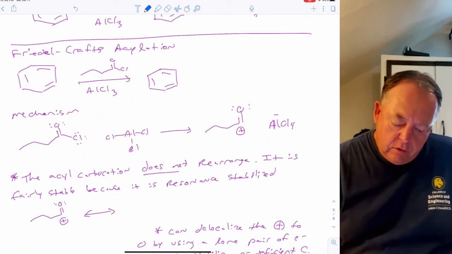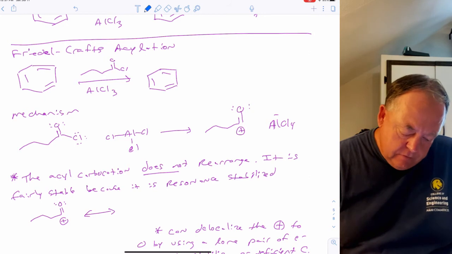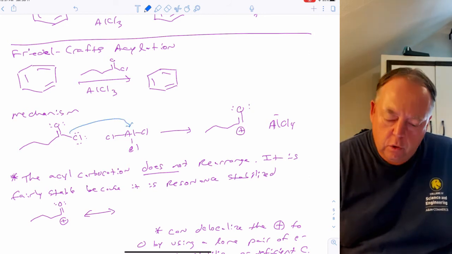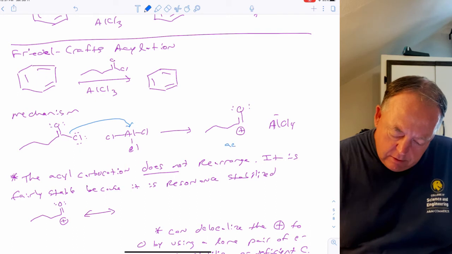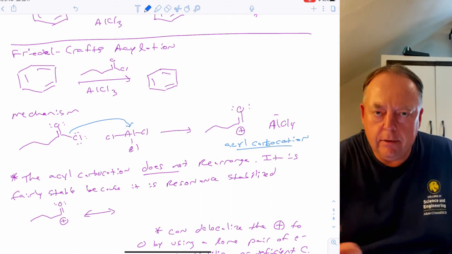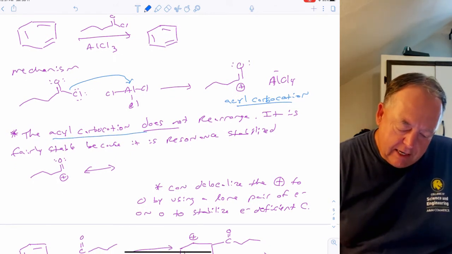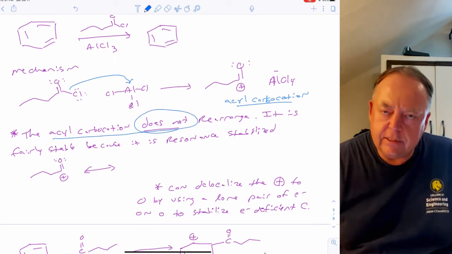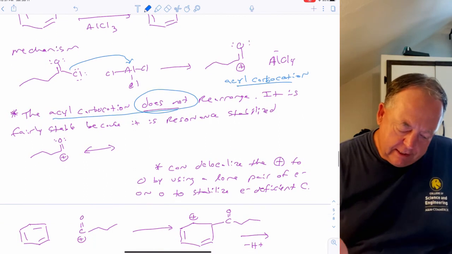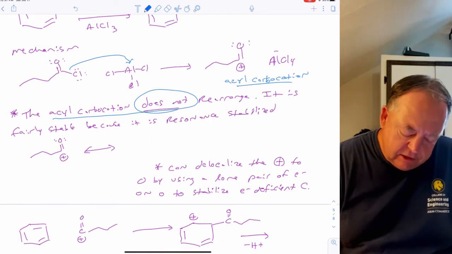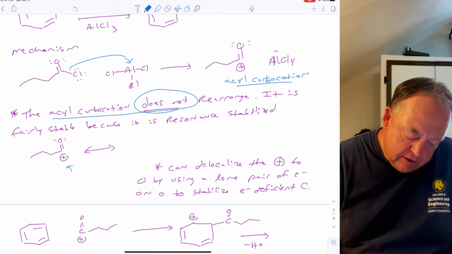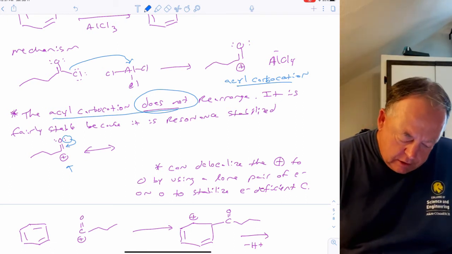Okay, so the Friedel-Crafts acylation. It's a similar mechanism. AlCl3 pulls off the chlorine, and you make an acyl carbocation. The C double bond O is called an acyl group. What's significant about this is that the acyl carbocation does not rearrange. It's a fairly stable carbocation. Why is it so stable? Because it's resonance stabilized. That carbon is electron deficient, but the oxygen has a lone pair of electrons that you can use to make a triple bond between the carbon and oxygen.